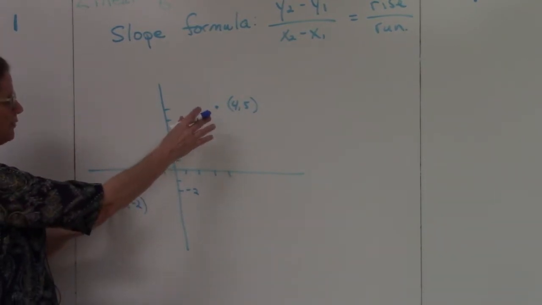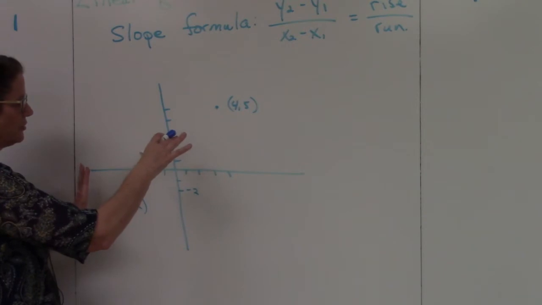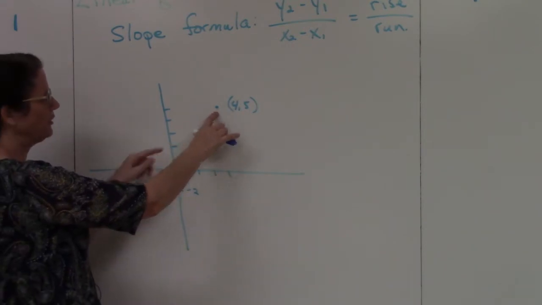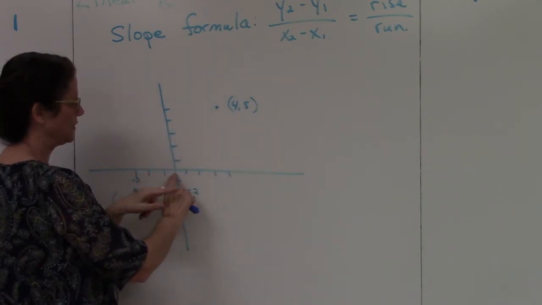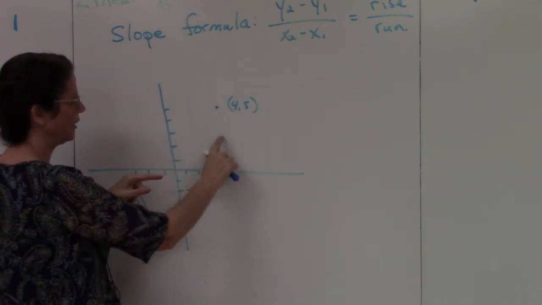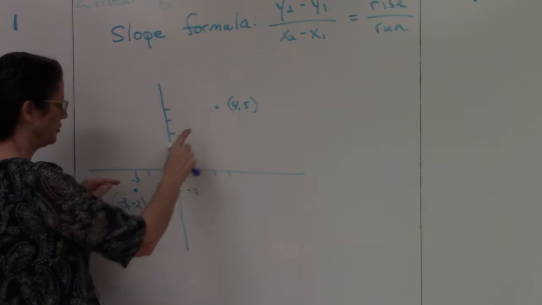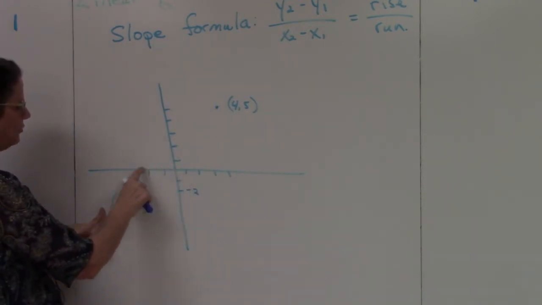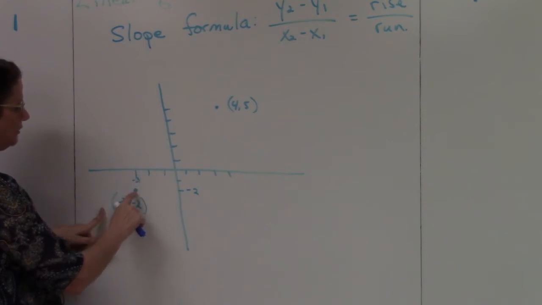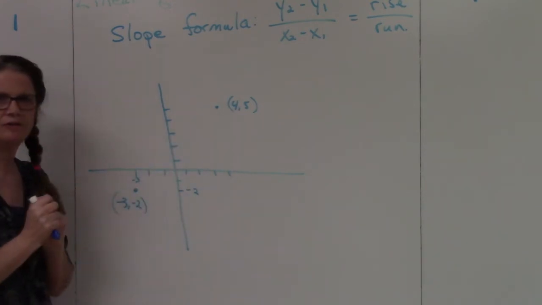So what I've done is I've created a Cartesian coordinate system. I have a point here at the address 4, 5. So that means I go over 4 on the x and I go up to 5 on the y. Over here I have another point at -3, -2. So I go over to -3 and down -2. So I have 2 points, okay?